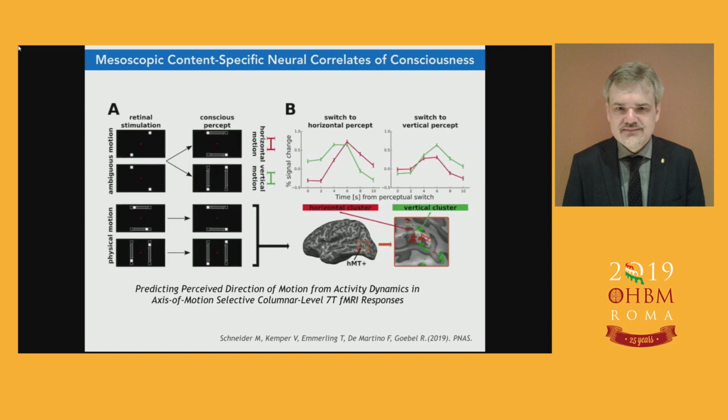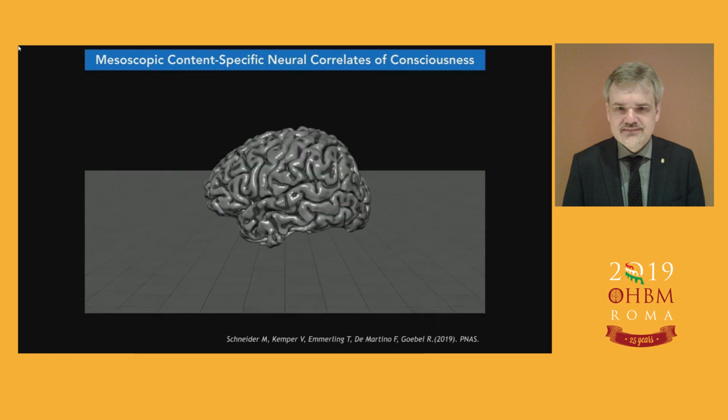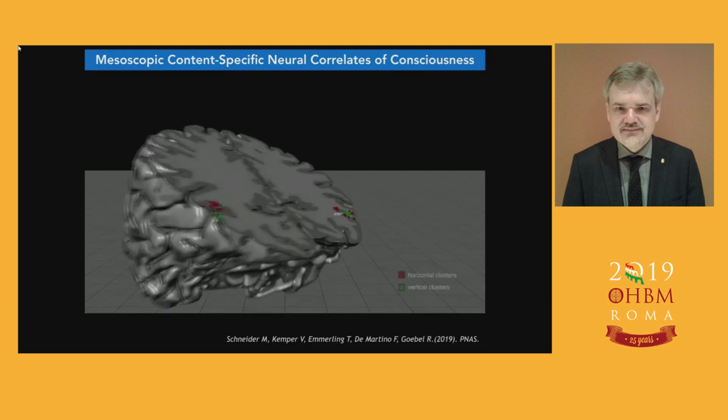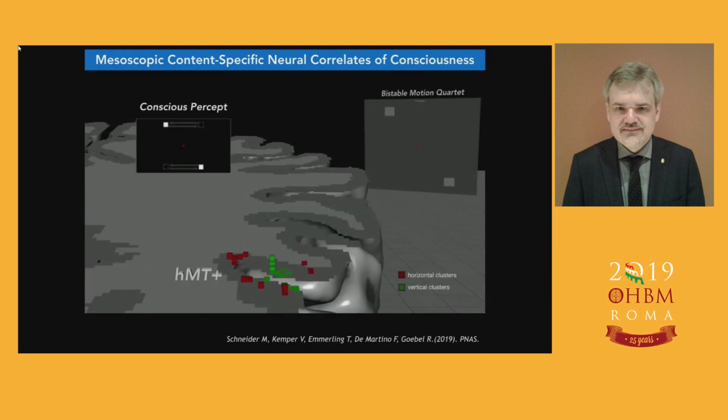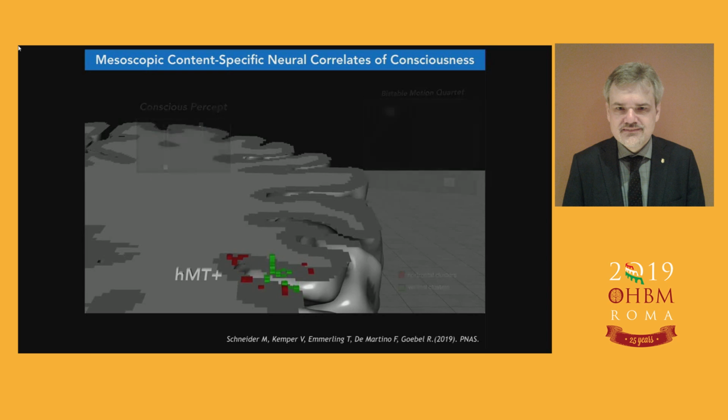But the main finding is shown here. Depending on the percept of the subject, if the subject perceives horizontal motion, then the horizontal columns in MT, without a change in the stimulus, boost up and go up in activity, and the vertical go down. If you then see vertical motion, the vertical columns go up and the horizontal go down. And just to show you that, I have a little animation here at the end, which just shows you what this looks like. You see here, zoom in on MT, and red is horizontal and green vertical motion. Now the subject perceives horizontal, so the reds go up, and now the subject sees vertical motion, the reds go down and the greens go up. You see, you get a correlate of the content of consciousness at the level of columnar structures in a tiny area, MT. And that's what I think allows us now to study consciousness in the human brain.